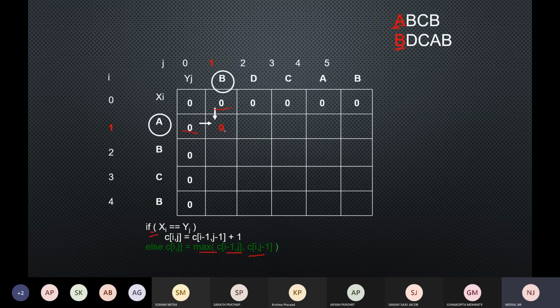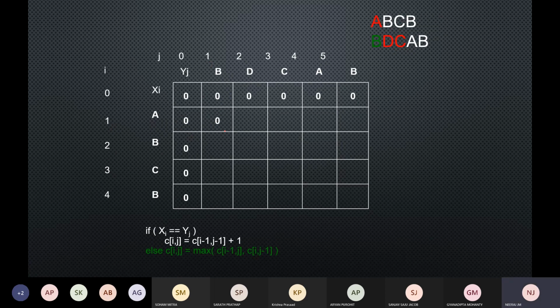Okay. That is your first table value. Now we'll go towards the next one. After A, B comes A, D and C. You compare A with D and you compare A with C. Now you compare A with D. Is A and D equal?